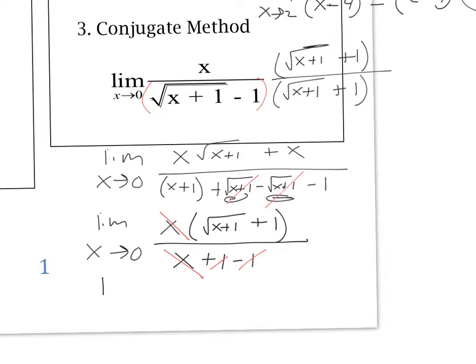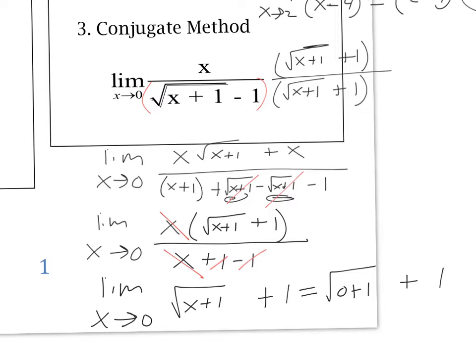So really what I have here is the limit as x approaches 0 of the square root of x plus 1, plus 1. And now I can go ahead and do what I did before with the direct substitution. If I plug that in, that's the square root of 0 plus 1 plus another 1. 0 plus 1 is 1, square root of 1 is 1, 1 plus 1 is 2. And I have now found the limit of this thing using the conjugate method.